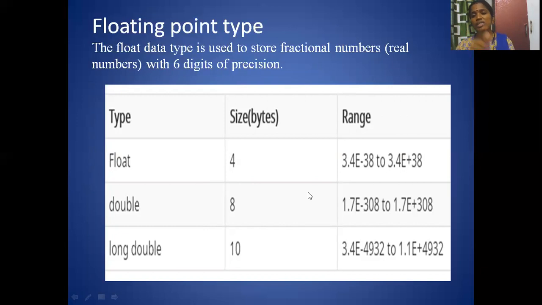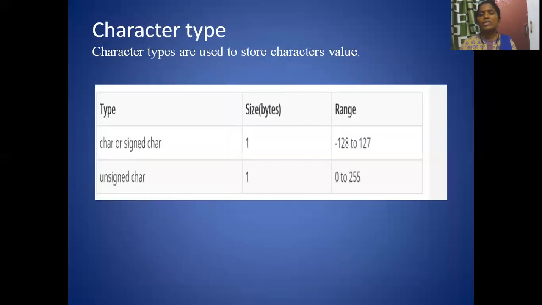You need to write these tables. Next, in the last category, character type. Character types are used to store character values. As we have spoken already, anything which is enclosed in a single quote is a character. It takes only 1 byte, whether it is signed character or unsigned character. If it is signed character, it ranges from minus 128 to 127. If it is unsigned character, only the positive numbers, from 0 to 255.